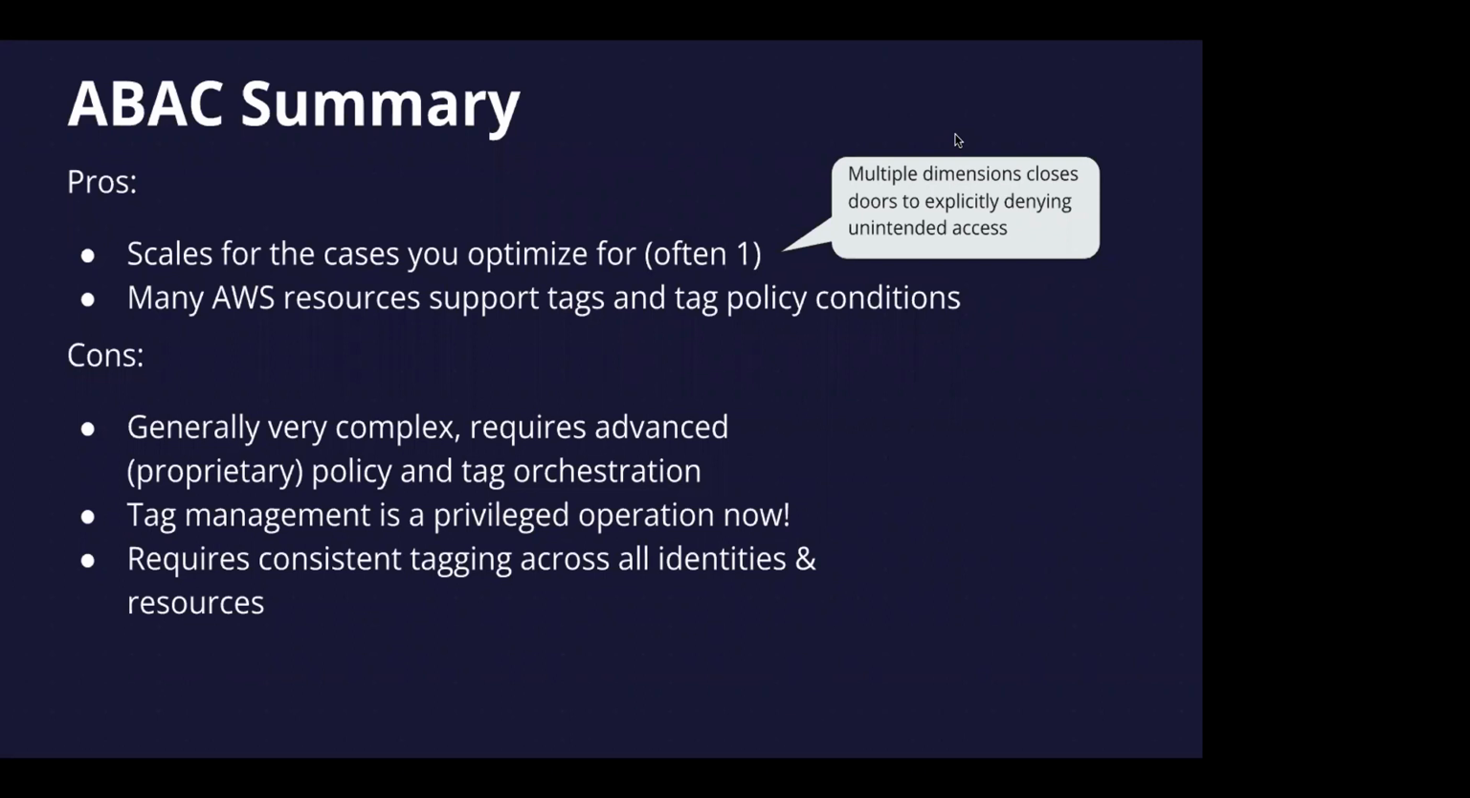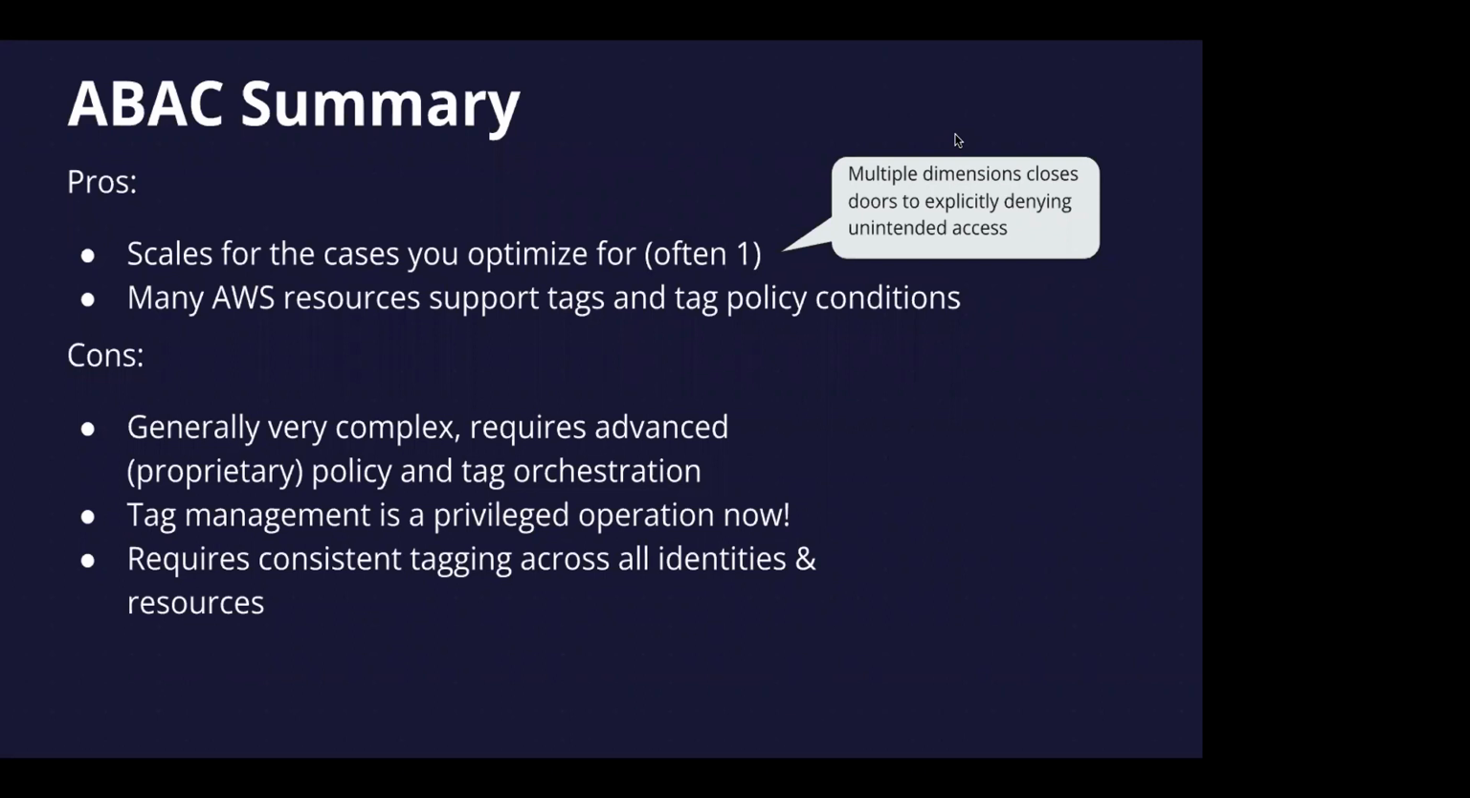On the positive side, many AWS resources support tags and tag policy conditions specifically to support ABAC. And AWS is leveraging ABAC heavily in technologies that are rolling out, including Lake Formation. But on the downside, it's generally complex, and as Aneesh described, often requires some advanced and usually proprietary policy and tag orchestration.